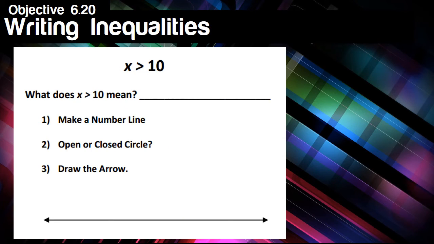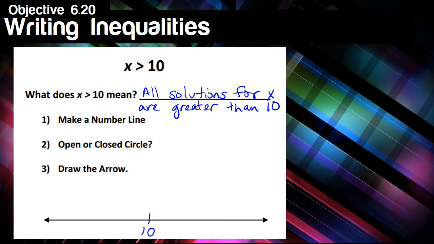So now let's go ahead and try this one. We have x is greater than 10. So what does x is greater than 10 mean? We could say that all solutions for x are greater than 10 here. So our first step is we're going to make a number line. I always put the number right smack in the middle of our number line. So we have 10, and then I'm going to do 3 numbers to the right and to the left of 10. I'm going to fill in 11, 12, and 13. And then I'm also going to fill in 9, 8, and 7.